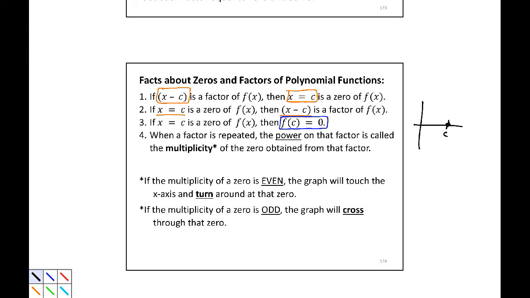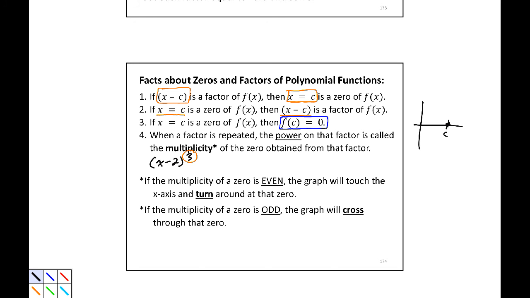Now, when a factor is repeated, so say you have x minus 2 times x minus 2 times x minus 2, so if x minus 2 appeared 3 times, it would be x minus 2 cubed. Just for example, if we had something like this, the power is called the multiplicity. And that tells us something. It tells us what the behavior is at that point.